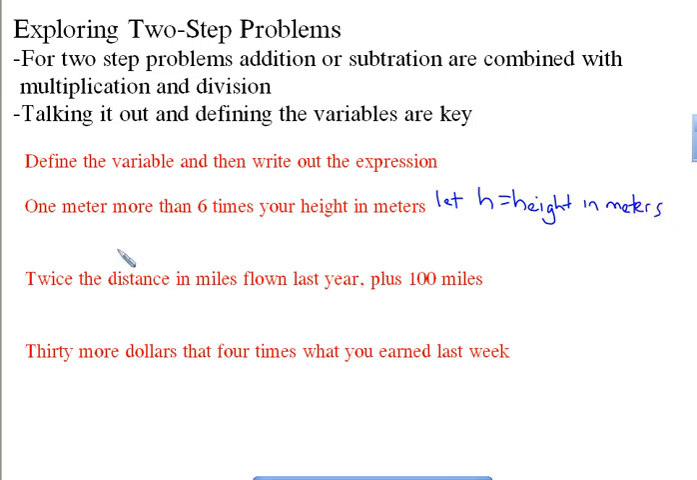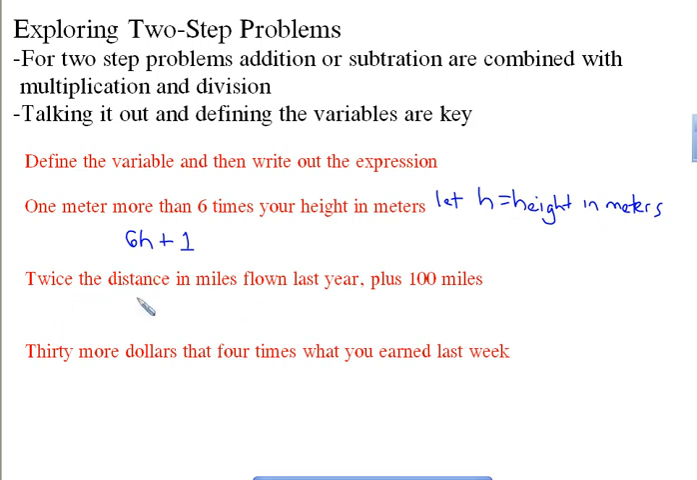Okay, so now we just fill in the things here. 6 times your height in meters, 1 meter more than 6 times your height in meters. So 6 times your height in meters is just going to be 6 times h. 1 meter more than that is just going to be plus 1. So that is a variable expression for this description here, this word description. This is the actual representation once we define h is equal to height in meters.